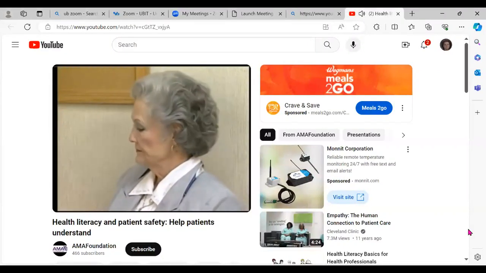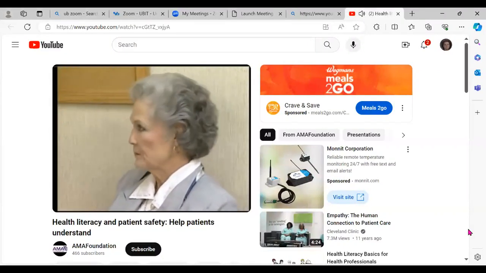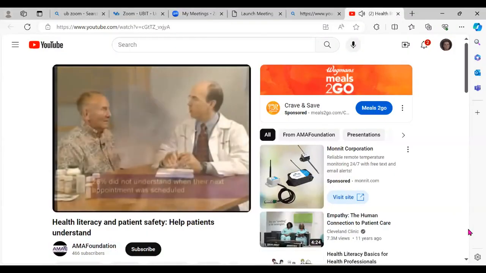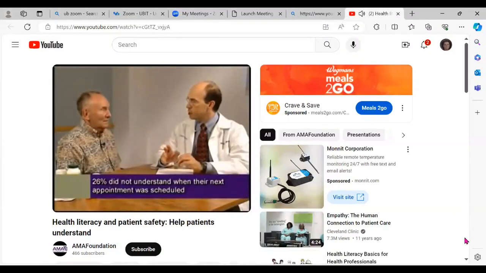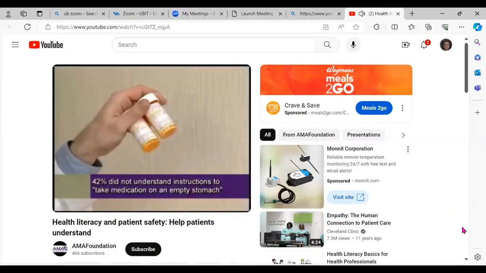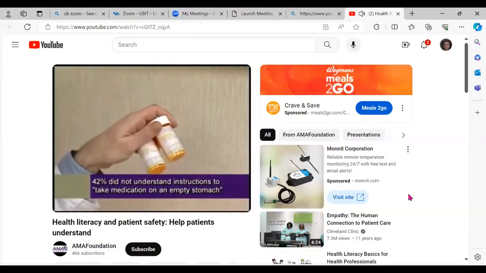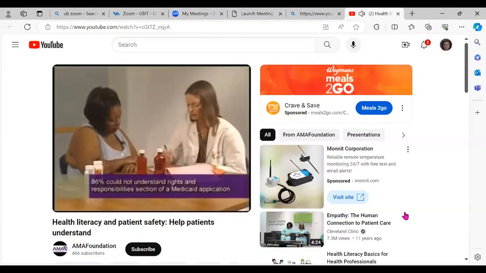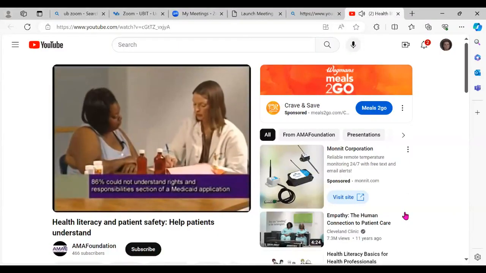Research has shown that many patients have a hard time understanding basic medical instruction. 26% didn't understand when their next appointment was scheduled. 42% didn't understand instructions to take medication on an empty stomach. 86% couldn't understand the rights and responsibilities section of a Medicaid application.